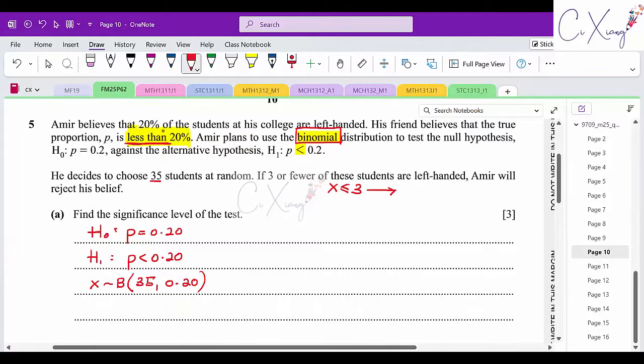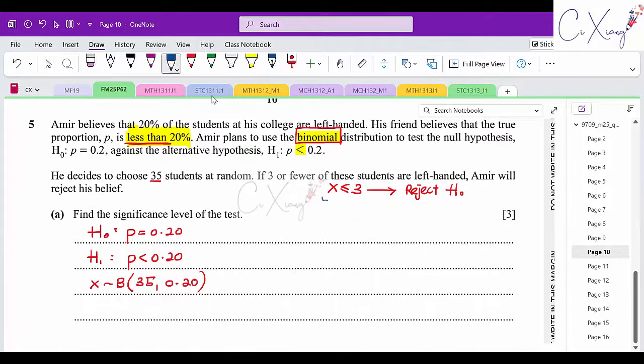This belief of Amir, we write it in the null hypothesis, equal to 0.20, which is equal to 20%. So if the question says Amir will reject his belief, that means it belongs to the null hypothesis. So reject his belief means reject the null hypothesis if X is smaller or equal to 3. And of course, indirectly, this also tells us that X smaller or equal to 3 will be our rejection region.